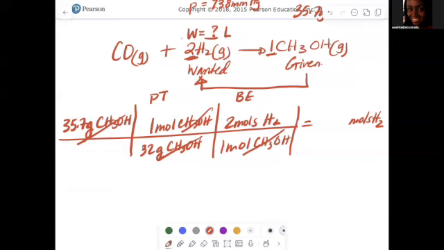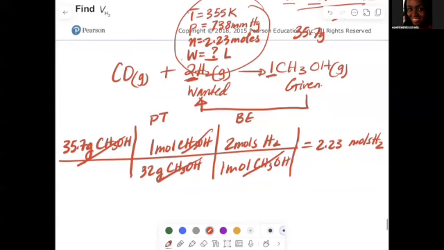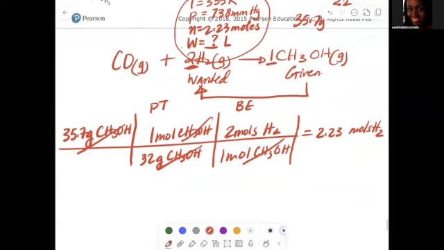35.7 times 2 divided by 32. 2.23 moles. Okay, so now we have number of moles of hydrogen as 2.23 moles, right? So if we have all this information here, can we go ahead and find the volume of hydrogen? Okay, let's see. Let me transfer this below.